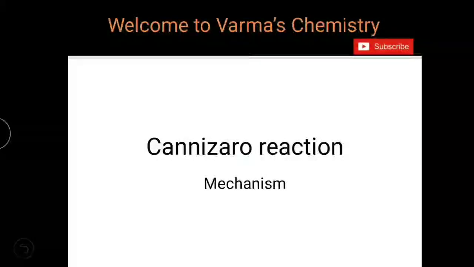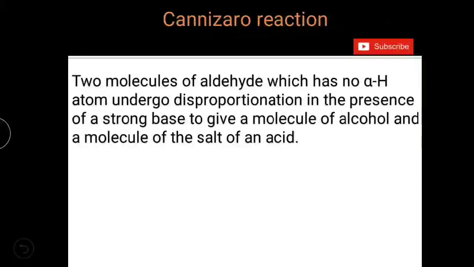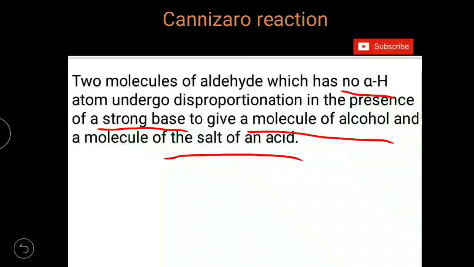This is the video about Cannizzaro reaction and its mechanism. Two molecules of aldehyde which has no alpha hydrogen atoms undergo disproportionation in the presence of a strong base to give a molecule of alcohol and a molecule of salt of an acid. This type of reaction is called as Cannizzaro reaction.